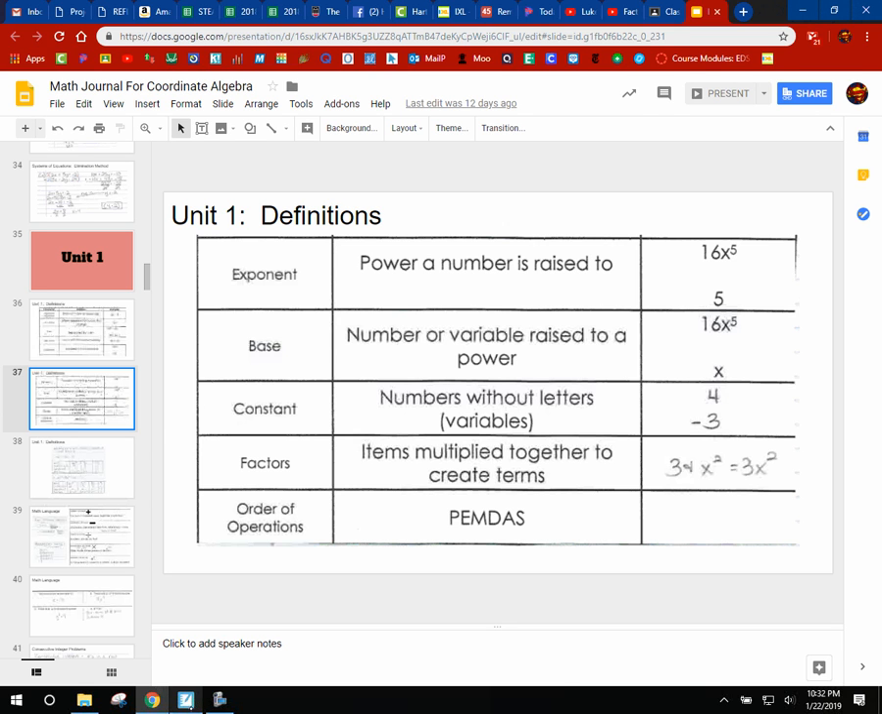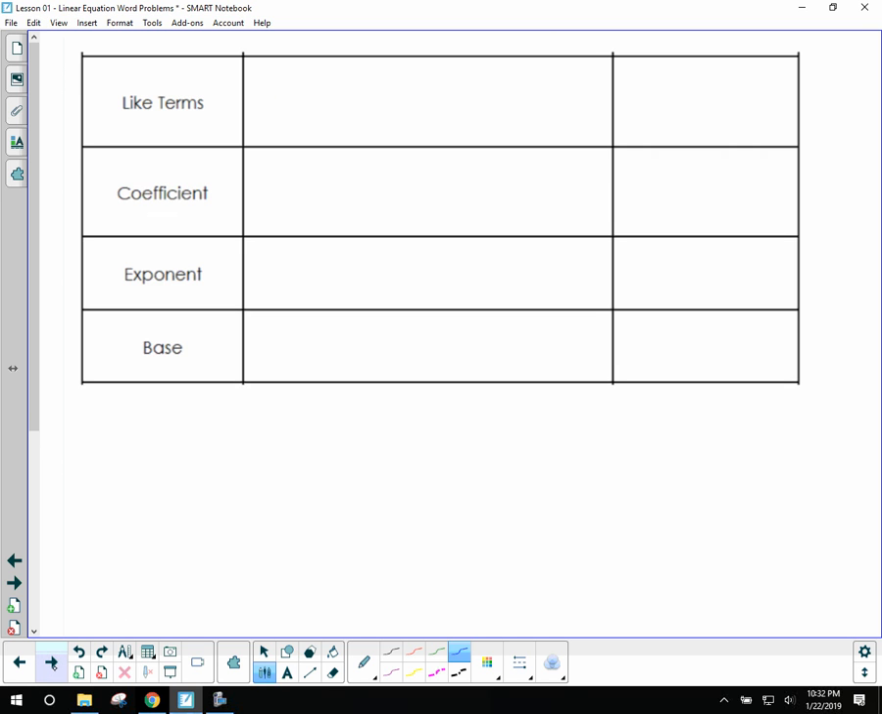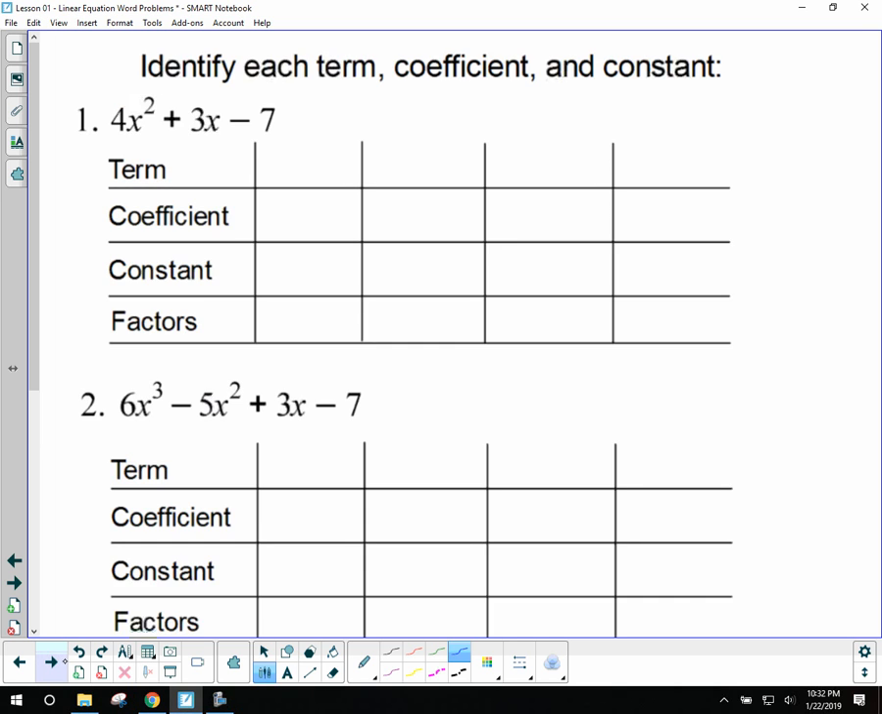So, now that we got all that jotted down, this is what I want you to do. We're going to identify each term, coefficient, and constant. You're going to want to jot down this algebraic expression, and you're going to list the terms, coefficients, constants, and the factors. Go ahead and pause the video so you can try this out on your own.